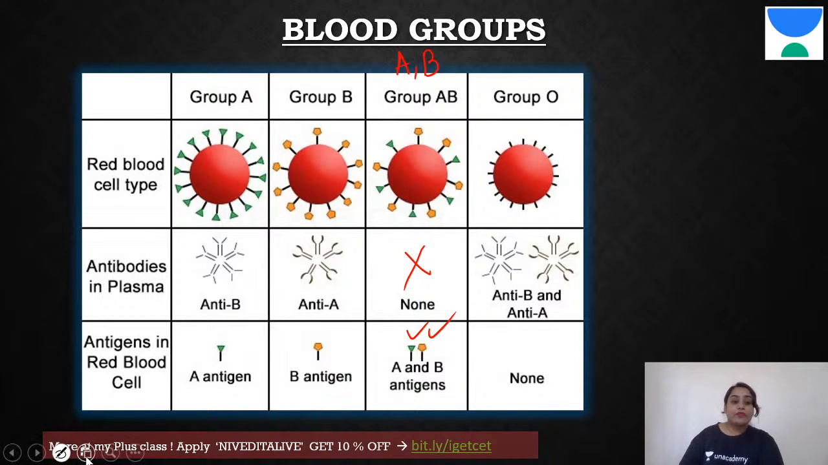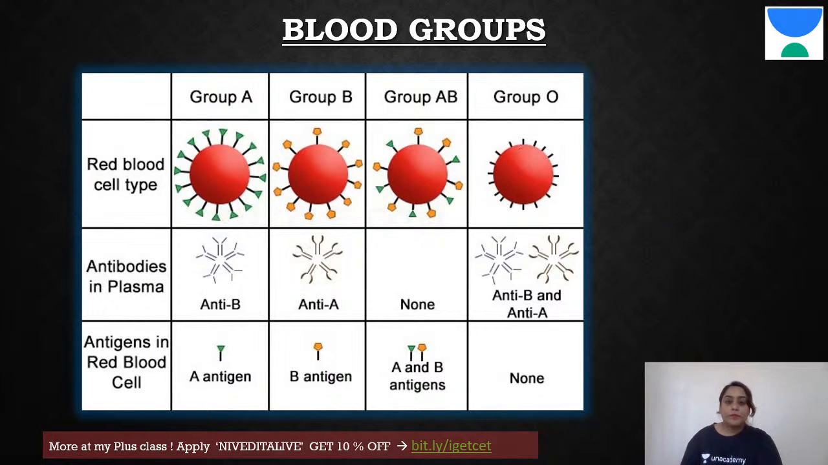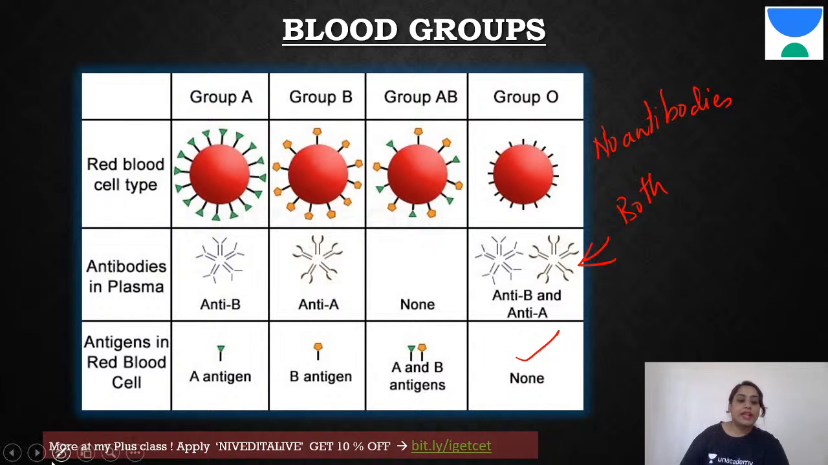And finally, if you talk about O, in the O there are no antigens. Therefore, it is a clear indication that both antibodies are present there. Both antibodies, that is anti-A as well as anti-B, are there. So you can see that there are no antigens.